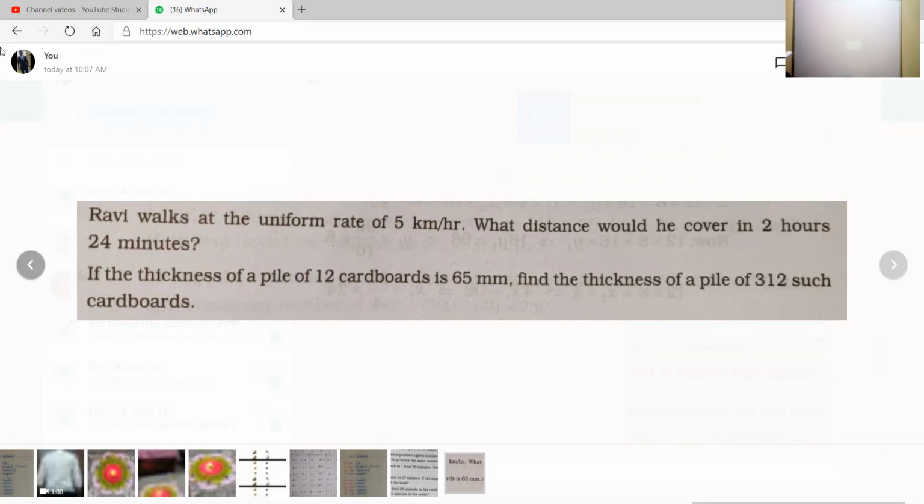Are you all doing the questions? How many questions have you done? Yes, sir. Sir, three questions. Sir, I'm on the fourth one. I have done three questions. Okay, very good. Sir, I'm on the fifth one.